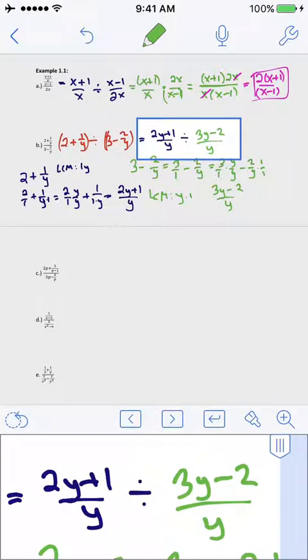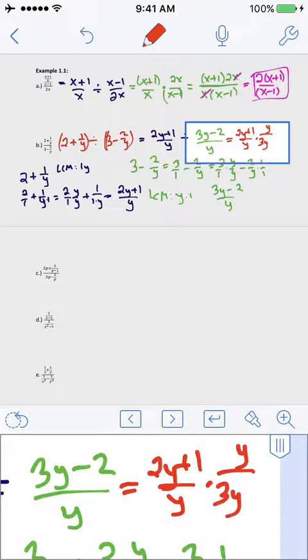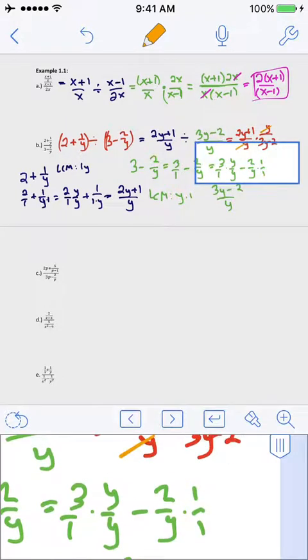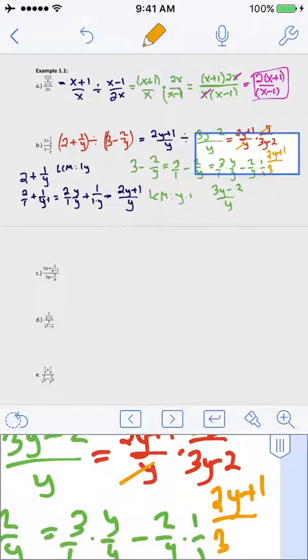Fabulous. Now I can multiply. I'll switch those guys, or I'll actually divide, right? I switch it. So I get 2y plus 1 over y times, this time, y over 3y minus 2. Use the reciprocal. And I can see that these guys cancel, and my final product would be 2y plus 1 over 3y minus 2.